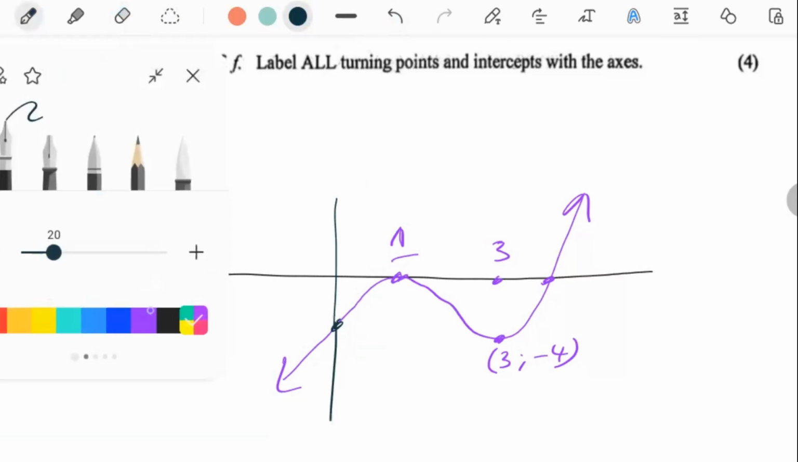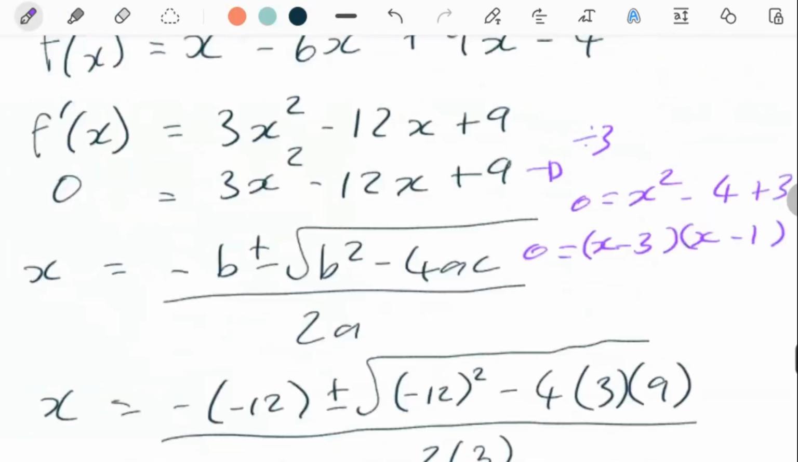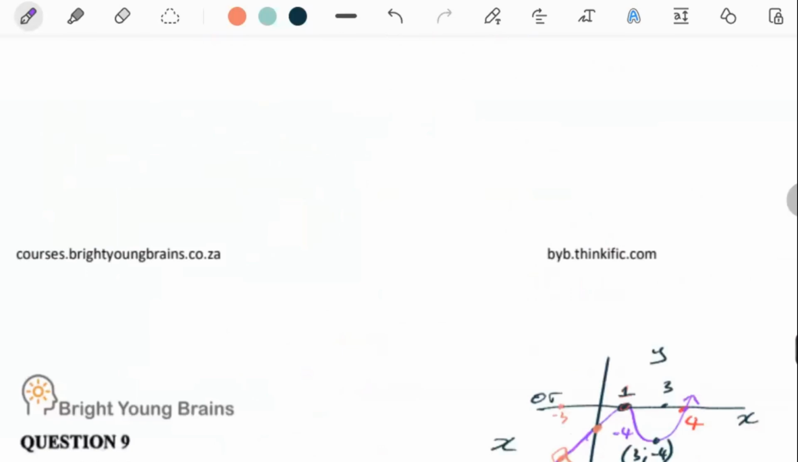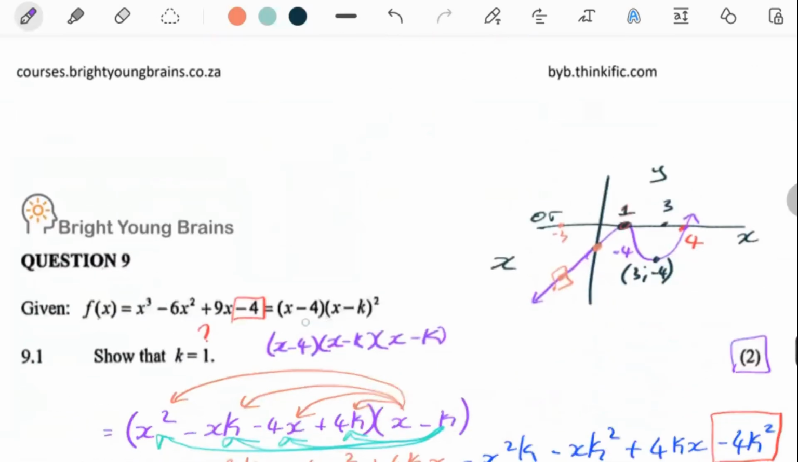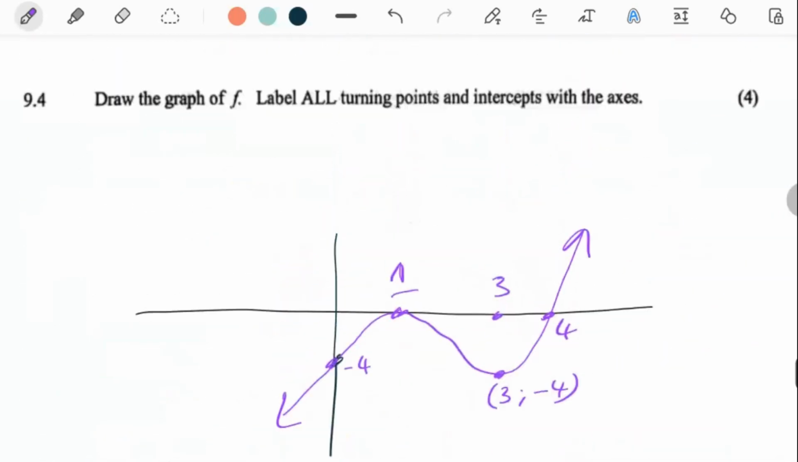This point here will be -4. So we just need one x-intercept here, which we do have. It's a +4. If you remember from our factorized expression here, it shows that we have a 4 here, that's an x-intercept. So 4 easy marks here, and if you know your work, it's not even taking 4 minutes because we have all the information.